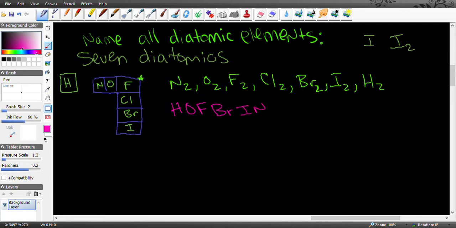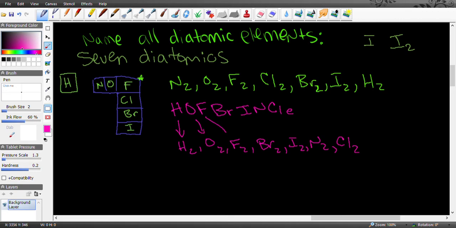Hofbrinkel. And then you don't pay attention to the Hofbrinkel or the E on Hofbrinkel, and then that'll tell you H2, O2, F2, Br2, I2, N2, and Cl2. I don't like this one because it moves them all out of order. But you know, whatever works for you.